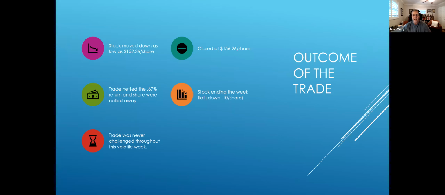Just a quick summary, the stock moved down as low as 152.36. And again, I had the 150 call, so as long as it stayed above 150, the trade would be profitable. On Friday, the stock moved up and closed at 156.26, basically the same price that I paid for it. We netted the 0.67% and the shares were called away on Saturday. So the stock was down 10 cents a share.